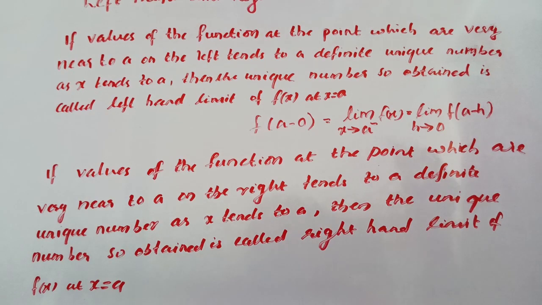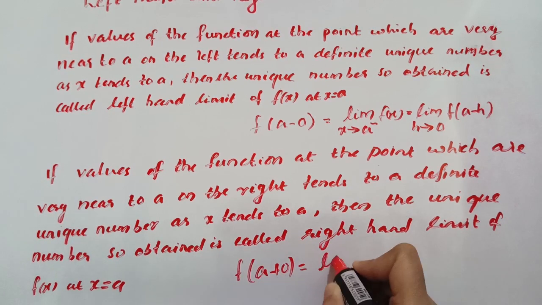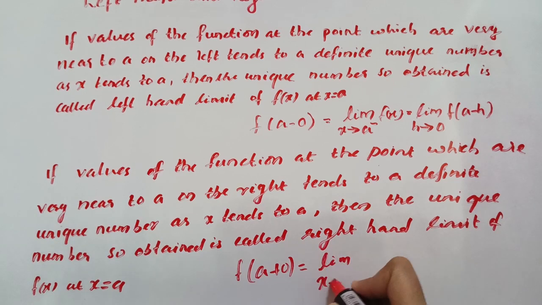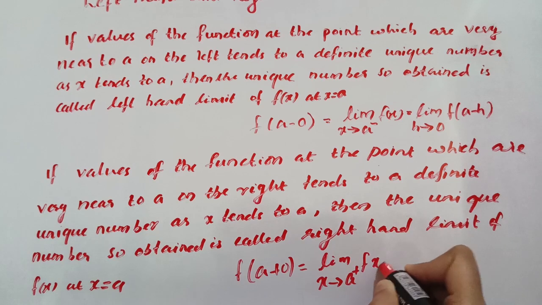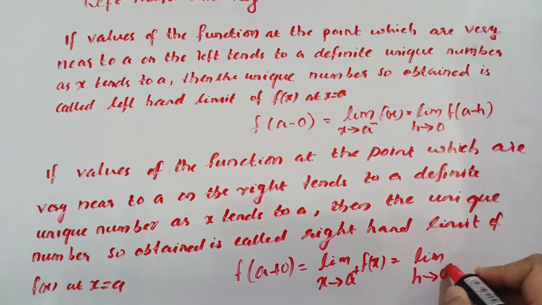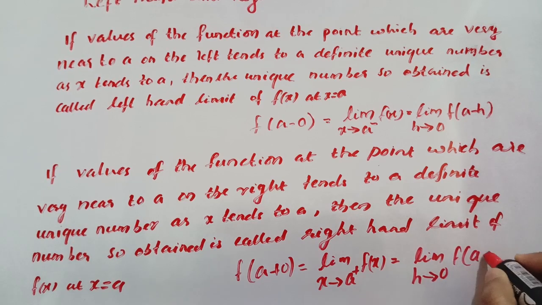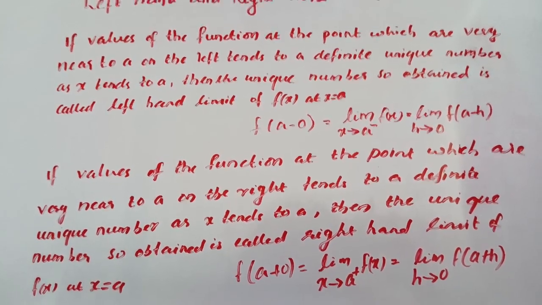So we can write it as f of a plus 0 is equal to limit x tends to a plus f of x, which is equal to limit h tends to 0 of f of a plus h. This is the right hand limit.